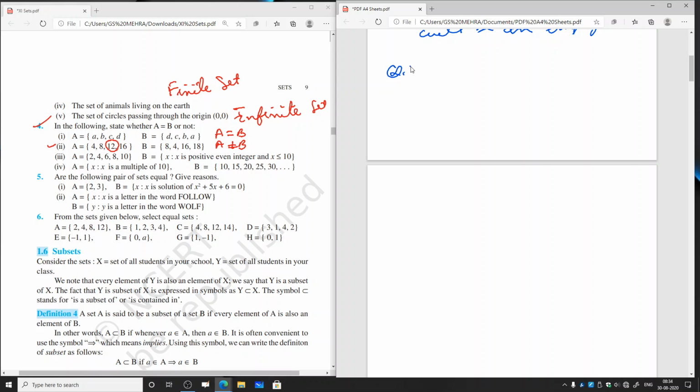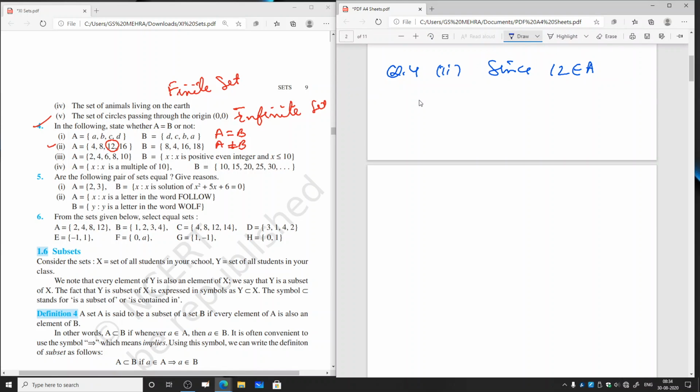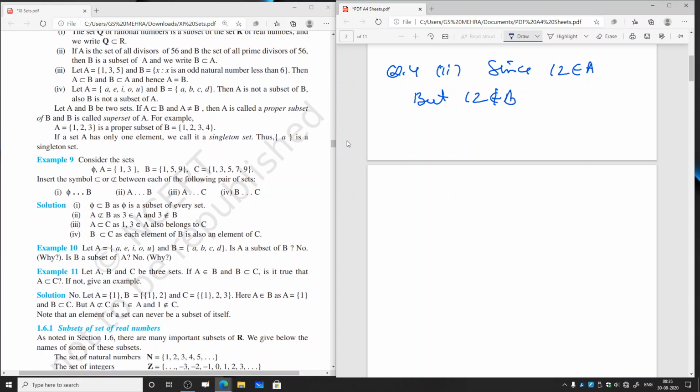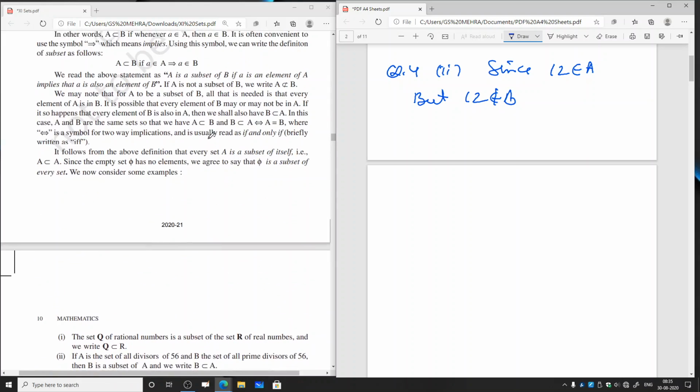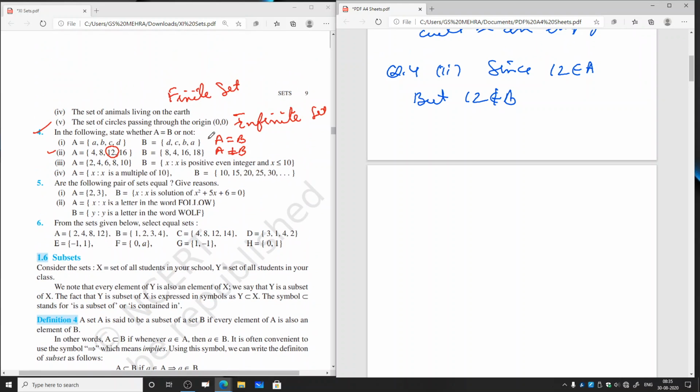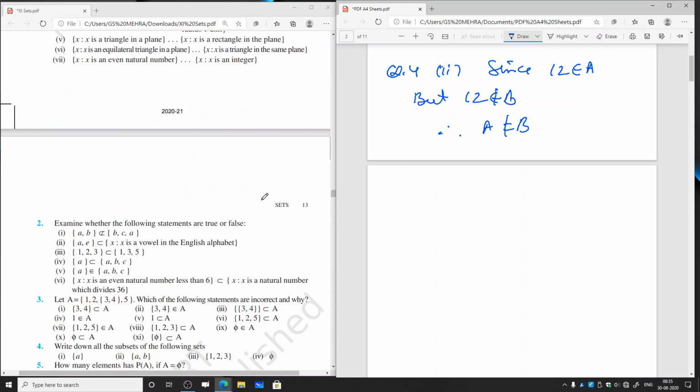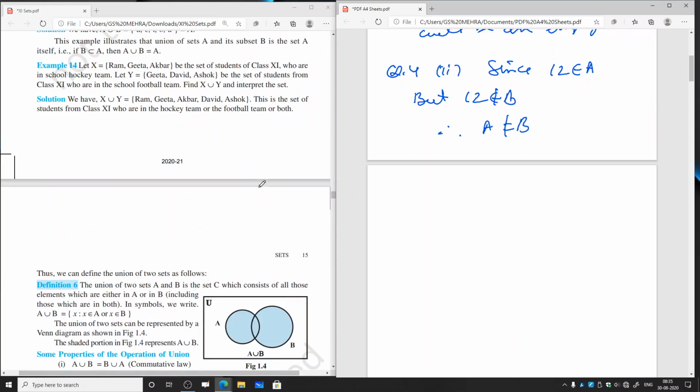Question number four, second part. Since 12 belongs to A, but 12 does not belong to B. Therefore, we can say that A is not equal to B. Now, let us go to the next one.